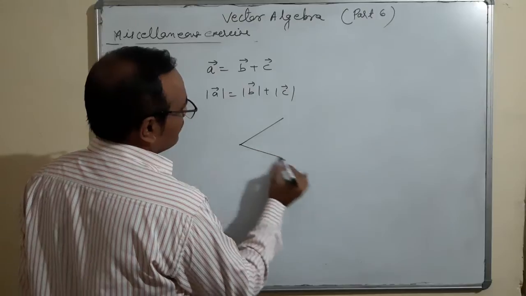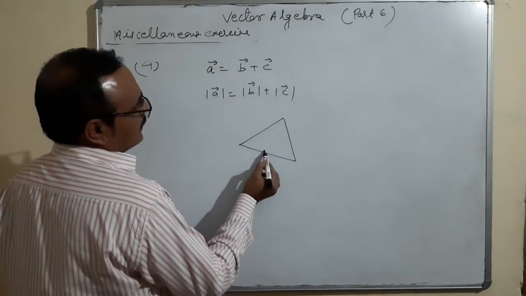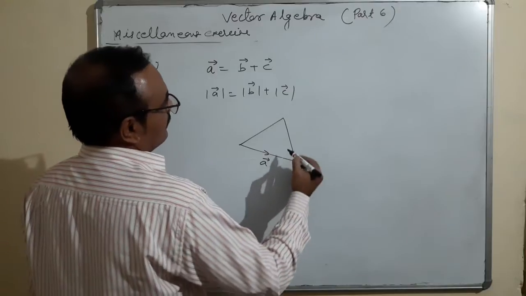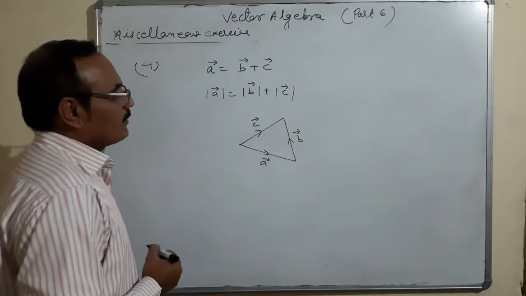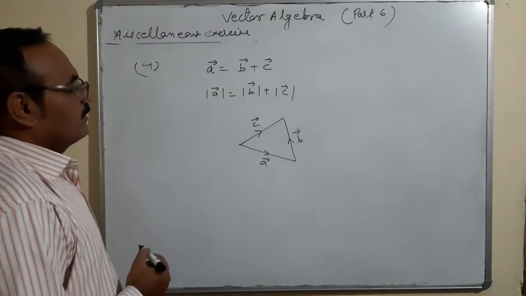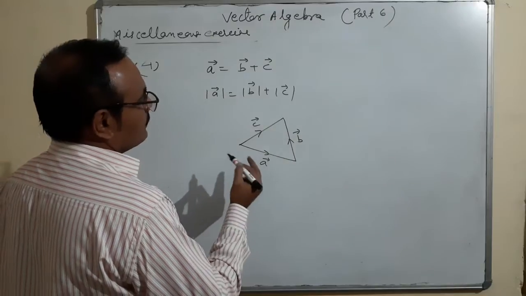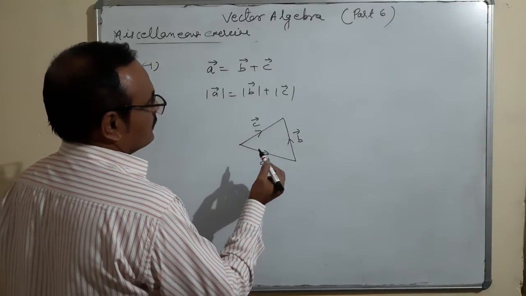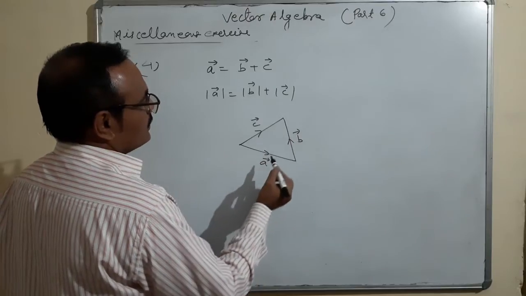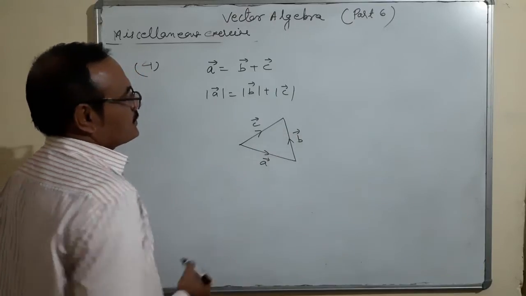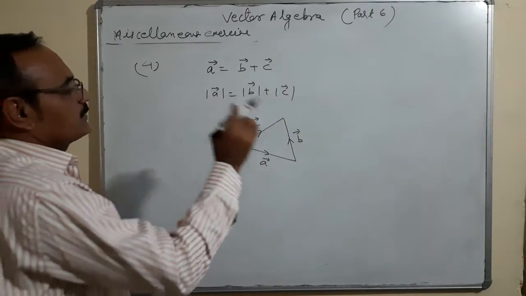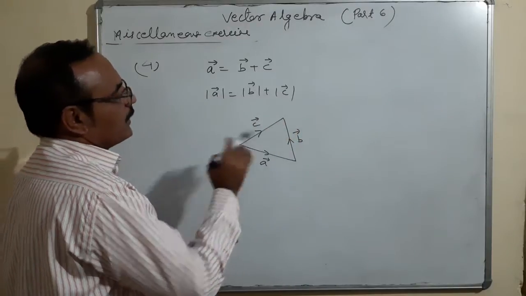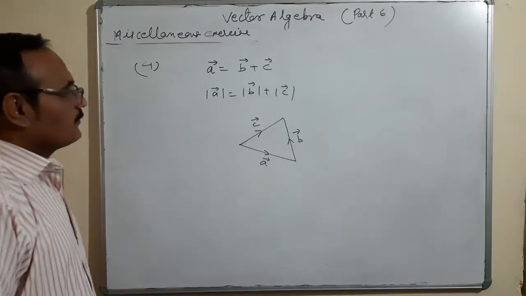Okay. So vector A is equal to vector B plus C, that means we are talking about a triangle like this. So vector A, vector B, that is vector C. Vector A is equal to vector B plus vector C. Vector B plus vector C is equal to A. Can we write it like that? Anyway, vector A is equal to B plus C.